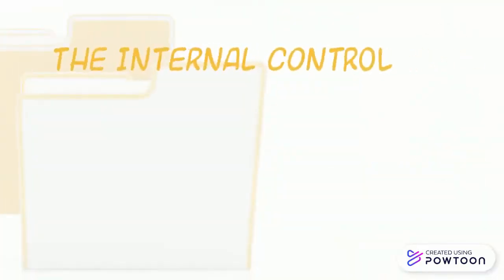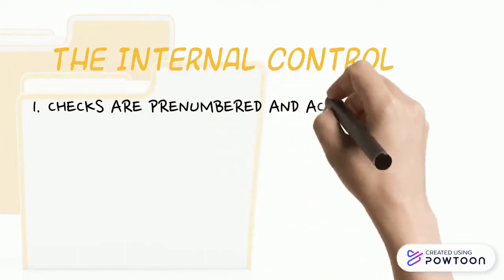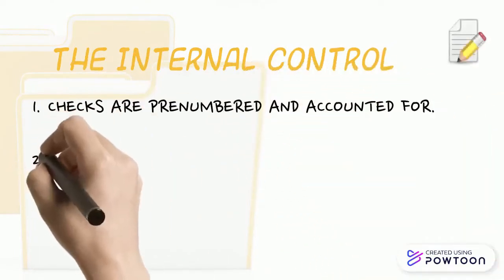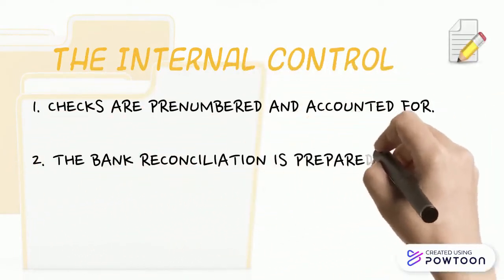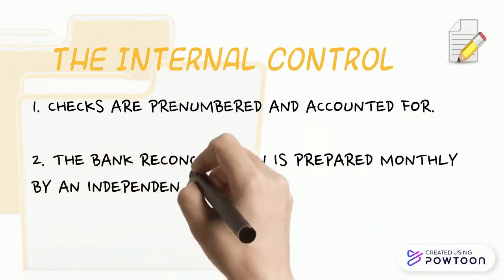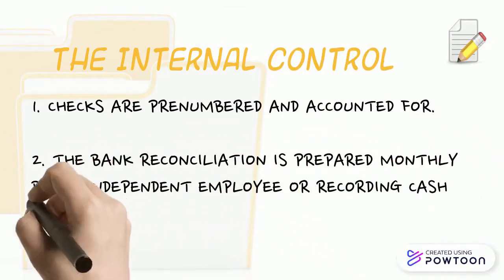There are two internal controls, which are checks are pre-numbered and accounted for. Second, the bank reconciliation is prepared monthly by an independent employee who does not record cash disbursement or have custody of assets.